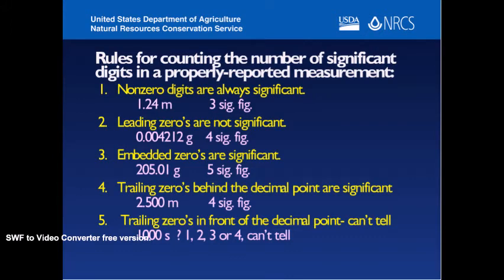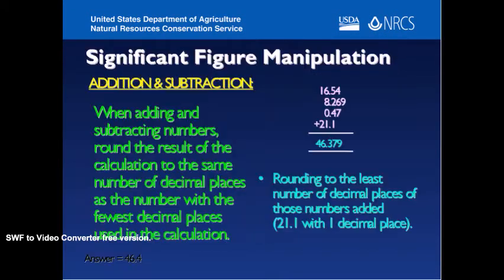So if you come in here and put in 2.500 meters, then you have added 4 significant figures to this value. The trailing zeros in front of a decimal point, well, we can't really tell. So we don't know if it's 1, 2, 3, or 4. But these are your 5 rules for adding significant figures.